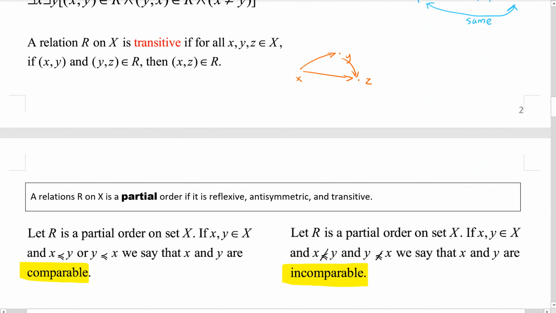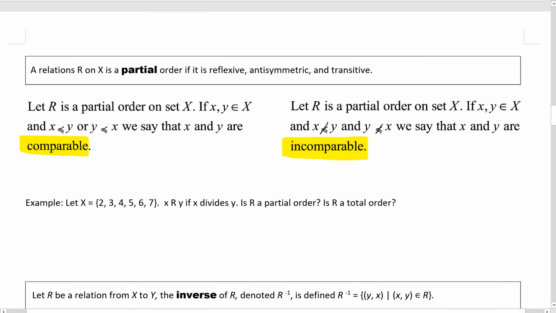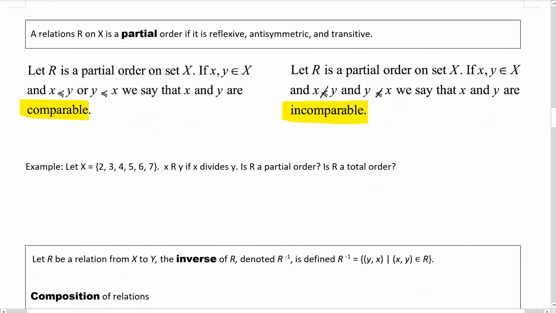Okay, let's continue. A relation R on X is a partial order if it is reflexive, anti-symmetric, and transitive.